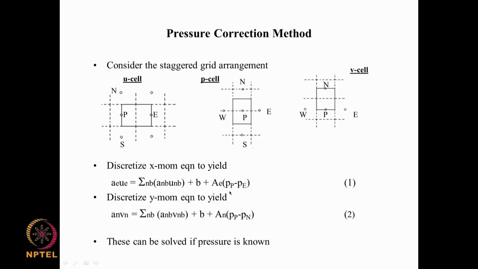So when we discretize the x momentum equation over its cell, what we have is the value of the velocity component at the center of this cell being given in terms of the value of the velocities of the same component at the neighboring cells, plus maybe other terms which may be constants, and the values of the pressure at the immediate 2 neighbors, capital P and capital E.